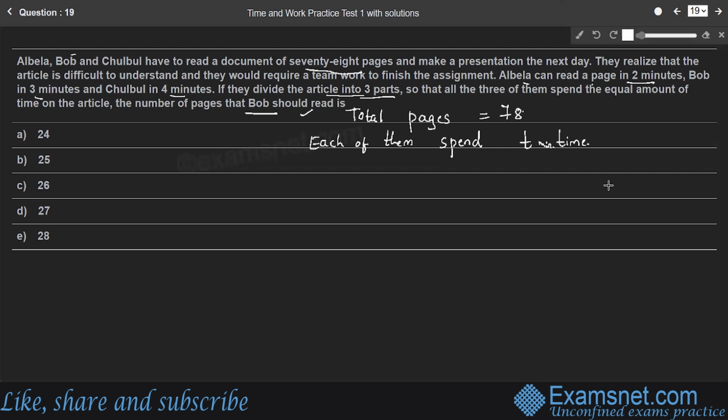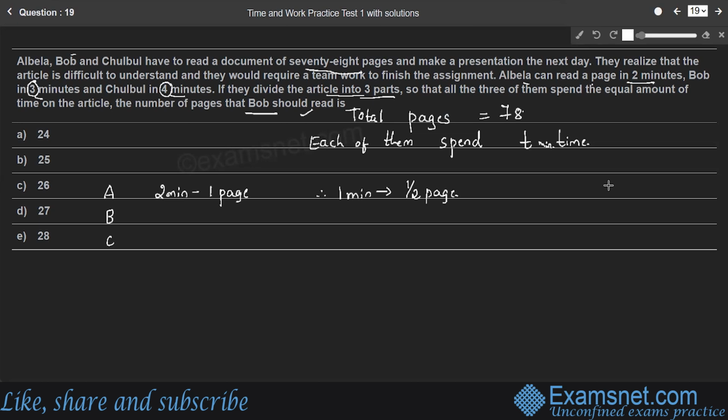It is given. Albela can read a page in 2 minutes, whereas in 3 minutes Bob can read 1 page, whereas Chulbul can read 1 page in 4 minutes. We'll consider them as A, B, C: Albela as A, Bob as B, Chulbul as C. So in 2 minutes, A can read 1 page. Therefore, in 1 minute, he can read 1 by 2, that is a half page.